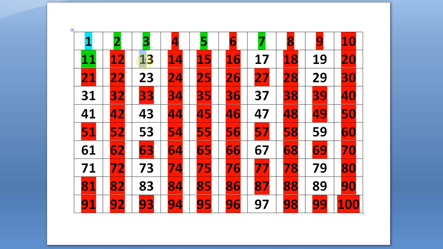Okay, so let's go for 13 now. So 13 is prime because that's the next free number. Make it green. Now we double the number to get the common difference, which is 26. So the next number will be 39.